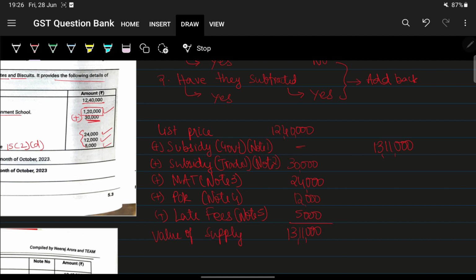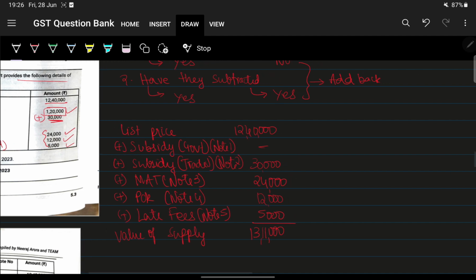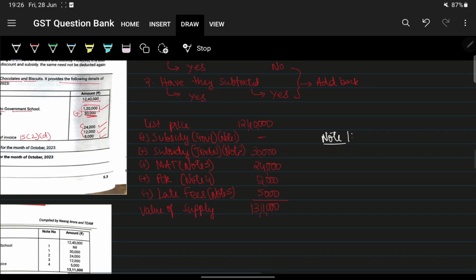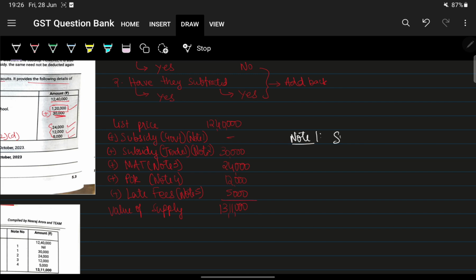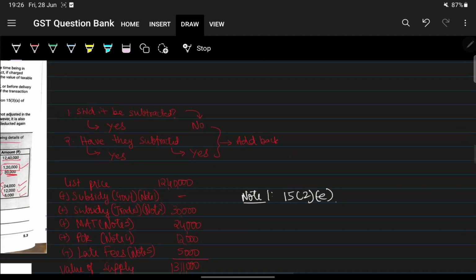Okay, I'll just explain these notes over here. I won't spend any more time writing everything one by one. Here, note number 1, the subsidy, government subsidy, section 15, subsection 2, clause E. As per section 15, subsection 2, clause E, any government price linked subsidy is to be excluded from the value of supply. As it is already adjusted in the list price, no further effect needs to be given. So you can write that and call it a day.